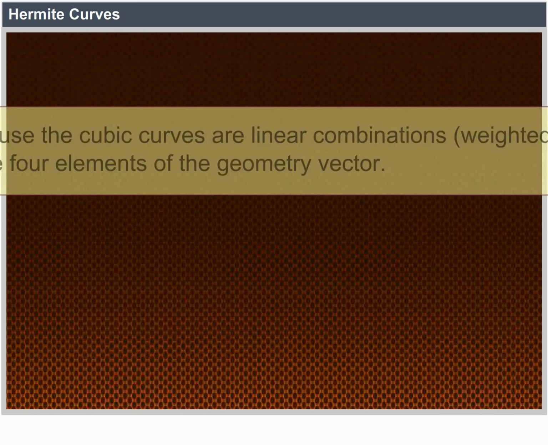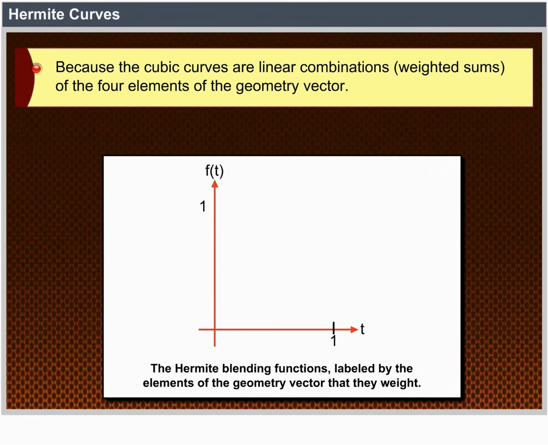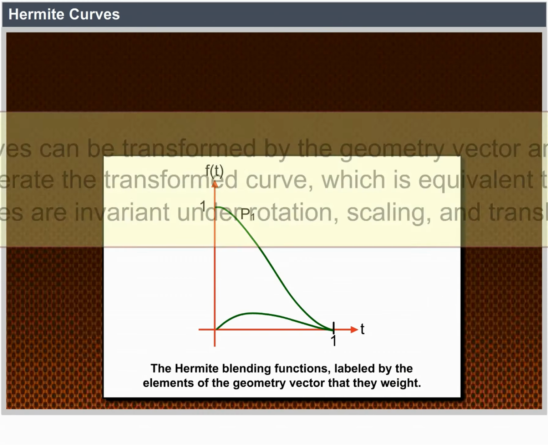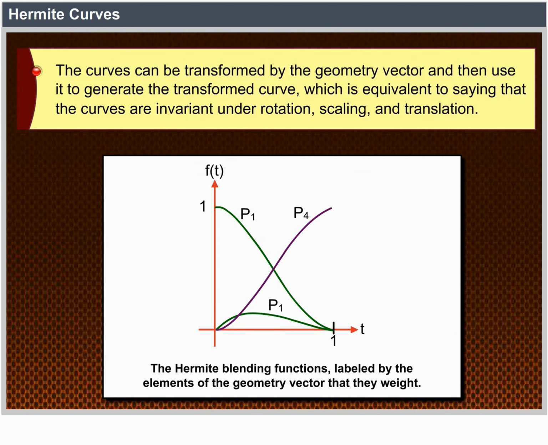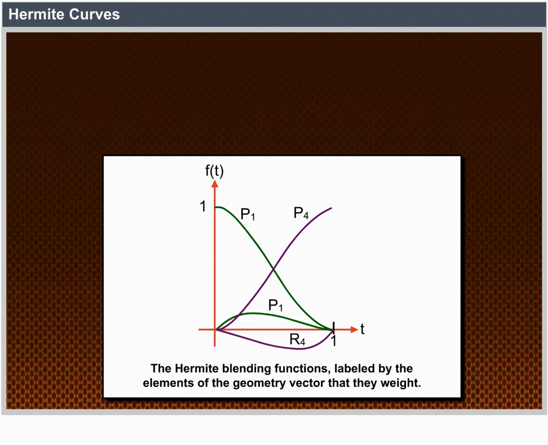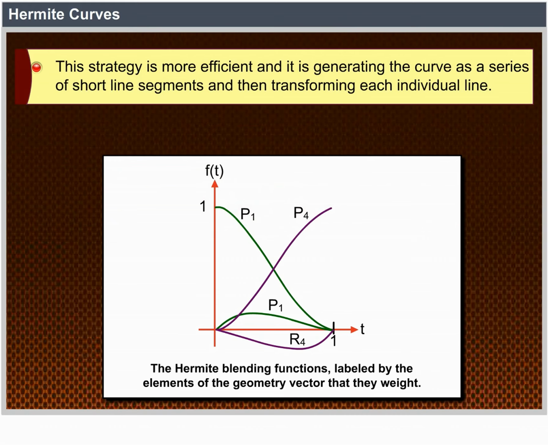Because the cubic curves are linear combinations, weighted sums of the four elements of the geometry vector, we can transform the curves by transforming the geometry vector and then using it to generate the transformed curve, which is equivalent to saying that the curves are invariant under rotation, scaling, and translation. This strategy is more efficient than generating the curve as a series of short line segments and then transforming each individual line.